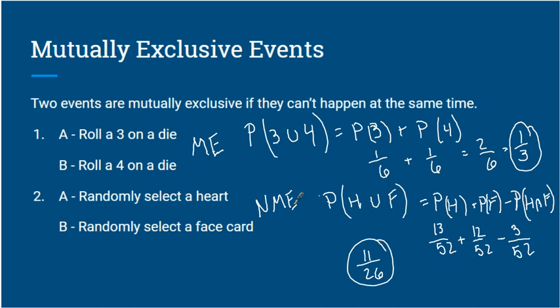So anytime things are not mutually exclusive, you have to make sure you subtract that overlap. Okay, and that is it for 4C.